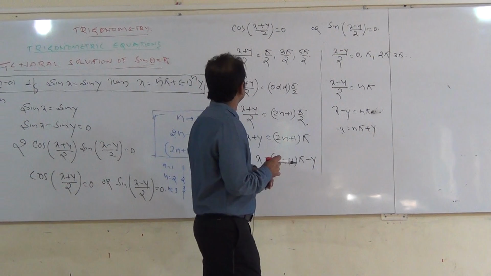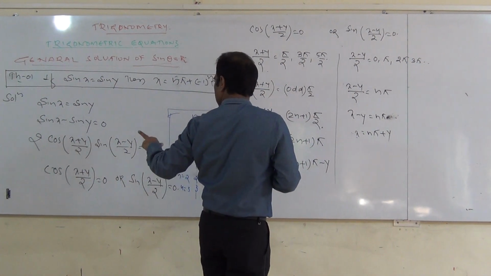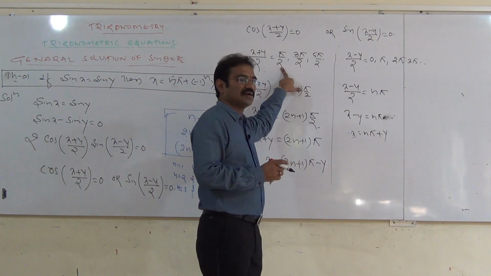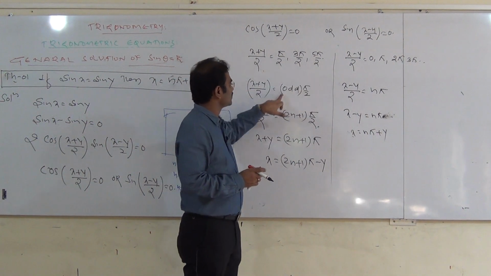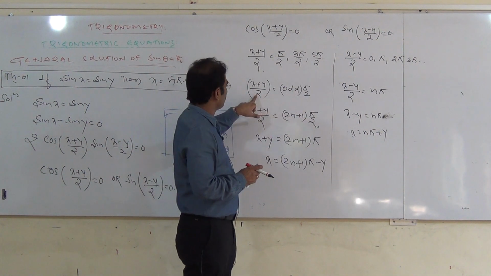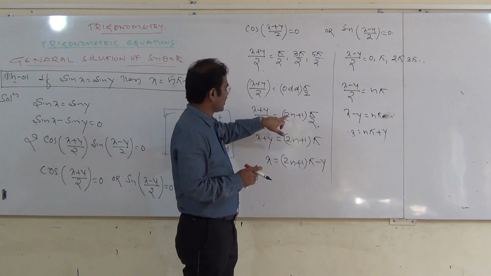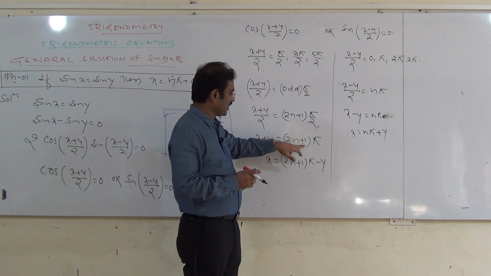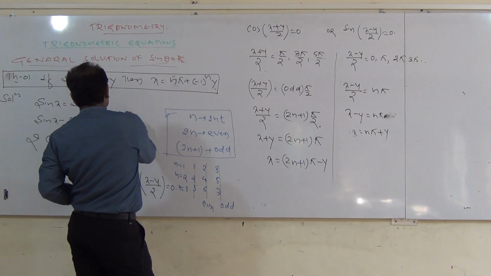If you ask me, cos 90 is 0. This is correct and this is also correct. It is an odd multiple of pi by 2, the 2 cancels, so (x plus y) by 2 is equal to this, n pi by 2, so x plus y is equal to n pi. Our general solution is theta is equal to n pi plus or minus 1 raised to n alpha.